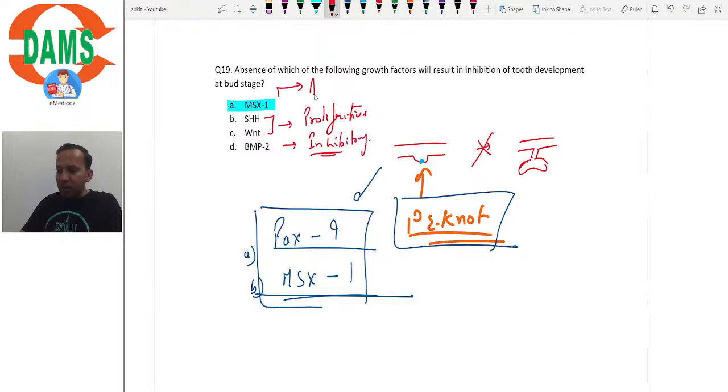MSX1 is also anterior teeth specific. That is, it is expressed in the regions of incisors and canines, though it overlaps in the premolar region, right? It is anterior specific. Clear?